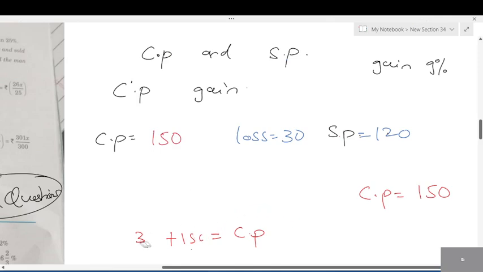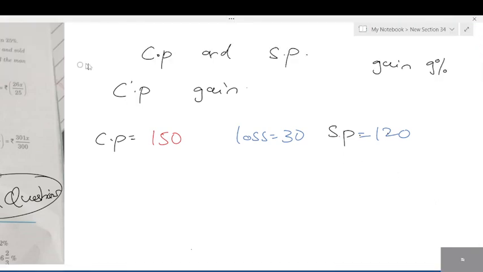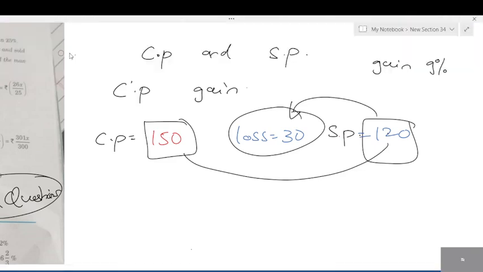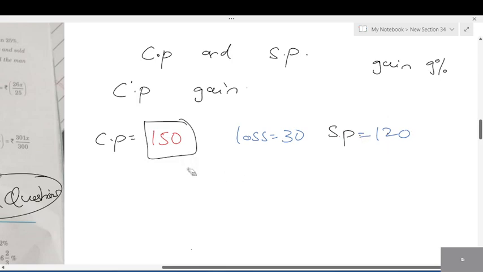Did you all understand how to solve? This is what we were doing in all the questions. Look here. Cost price is 150, selling price 120. We have paid 150 rupees and we have sold it for 120 and the loss is 30. Are the values matching each other? Yes, they are matching, right? Therefore it is correct.